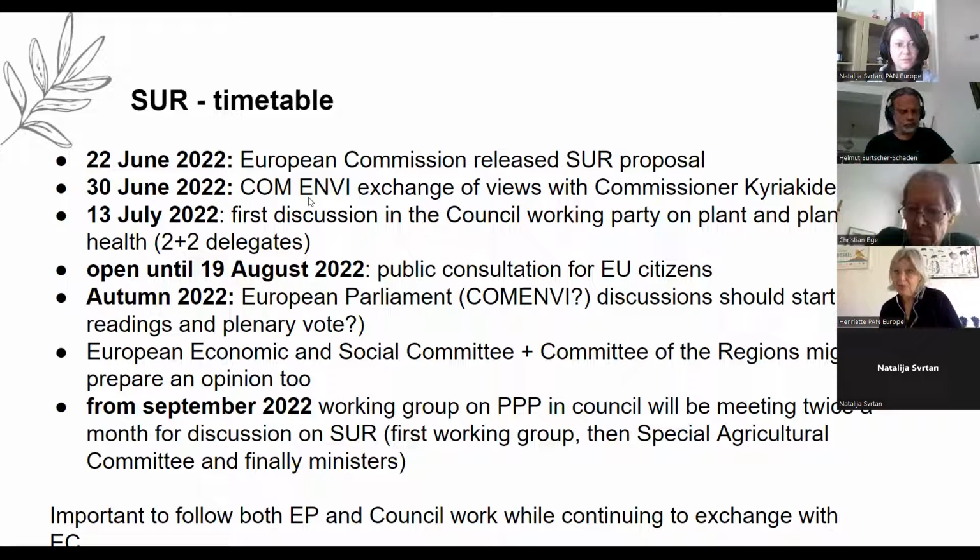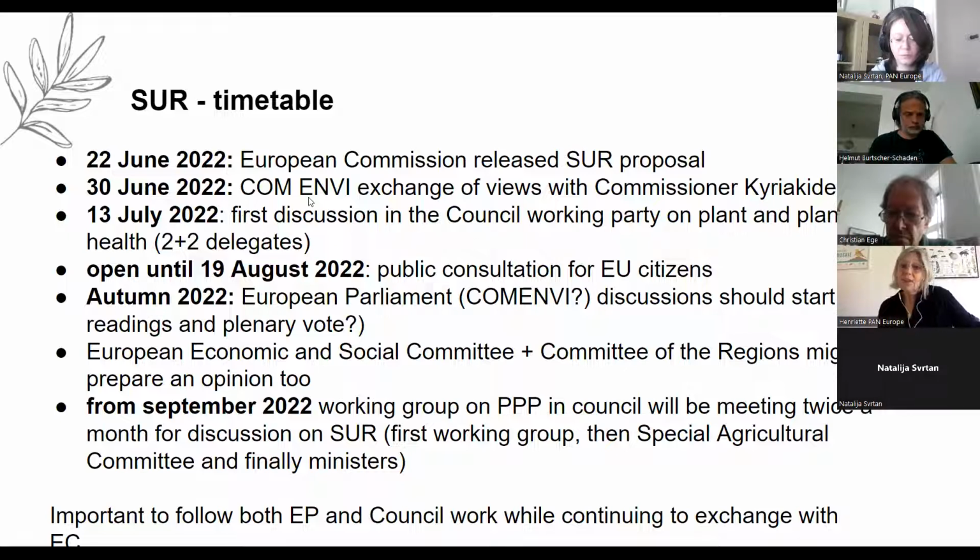Then there is a public consultation that was released a couple of days ago, in which Europe is asking EU citizens what they think about the new proposal. They have released the proposal and the impact assessment. It's very bureaucratic, but we should try to find a model so that as many citizens as possible reply.